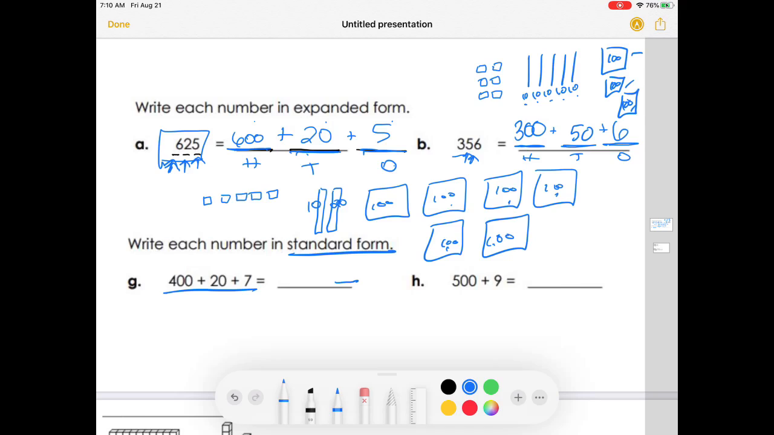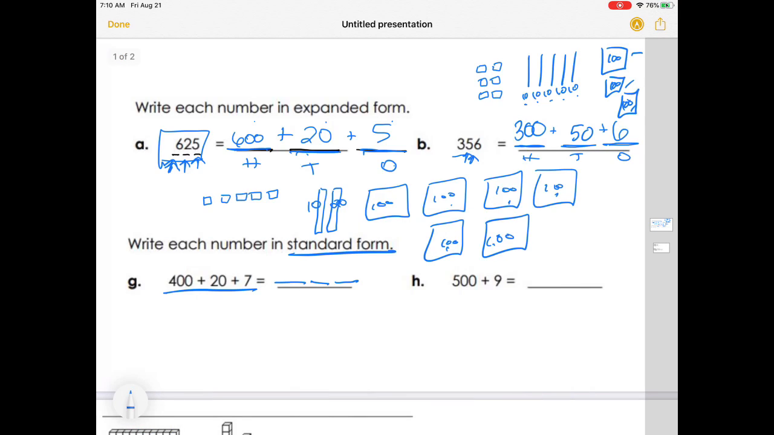So I have my ones, my tens, and my hundreds, except this time in standard form we don't put plus signs in there. So my ones place, I have a 7. And the trick to it is looking at just the number, not the zero. So you kind of ignore the zeros. In my tens place, I have 20, which means 2 tens. And in my hundreds place, I have 4 hundreds, which means a 4 in the hundreds place.